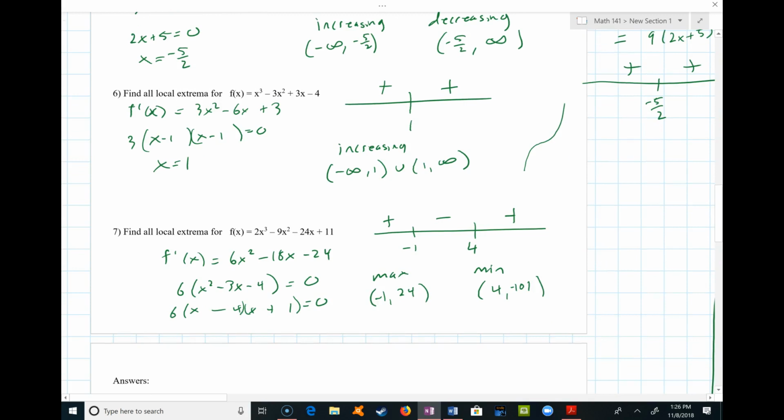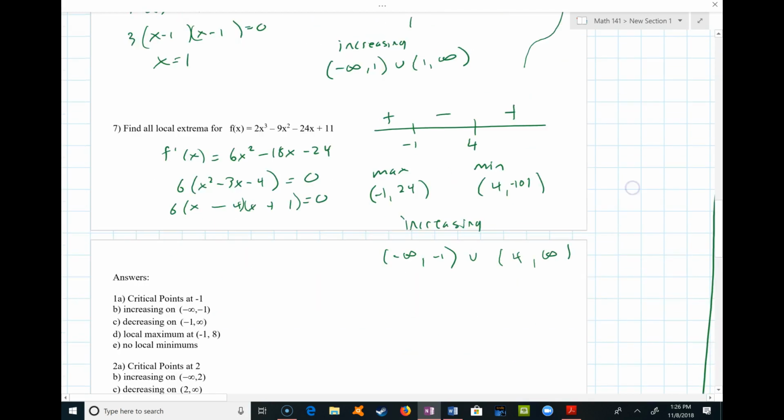And then this one here, we set the derivative equal to 0, got negative 1 and 4 as our roots, and that gives us a max and a min. And I guess I didn't finish this. It's increasing from negative infinity to negative 1, and from 4 to infinity, and it's decreasing from negative 1 to 4. All right.